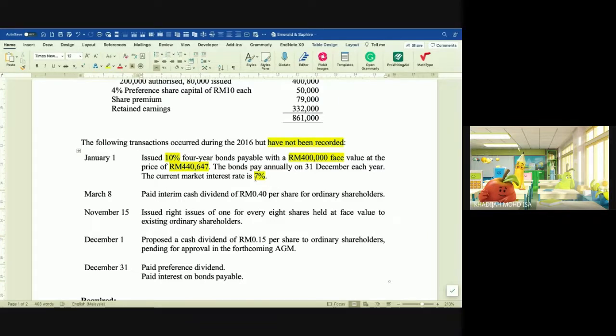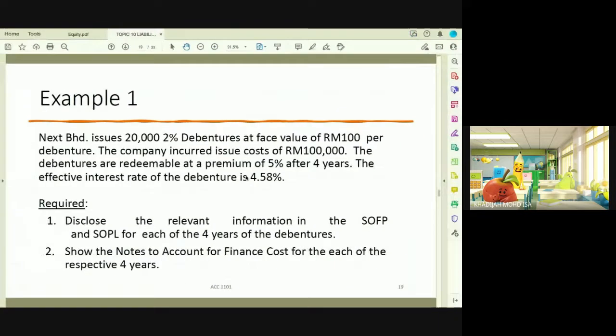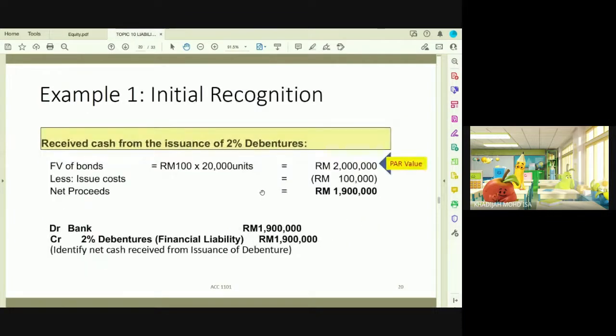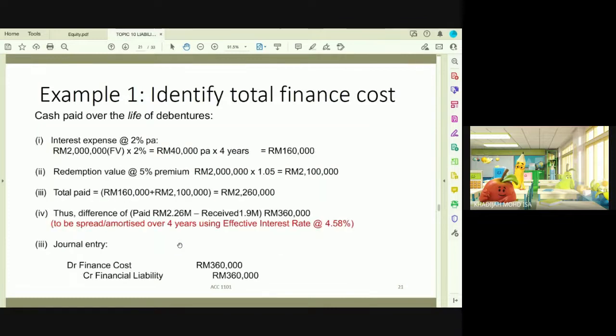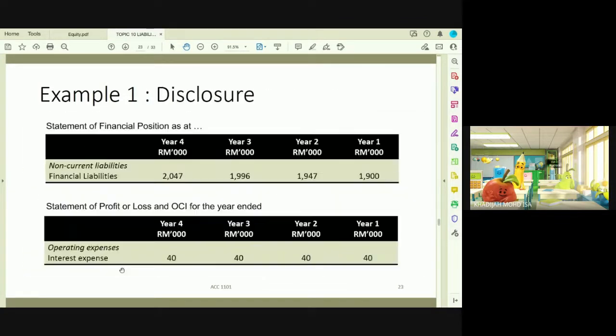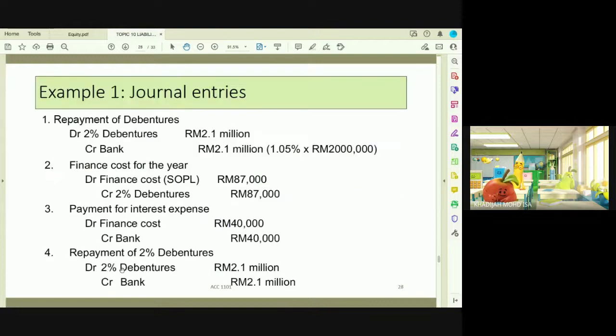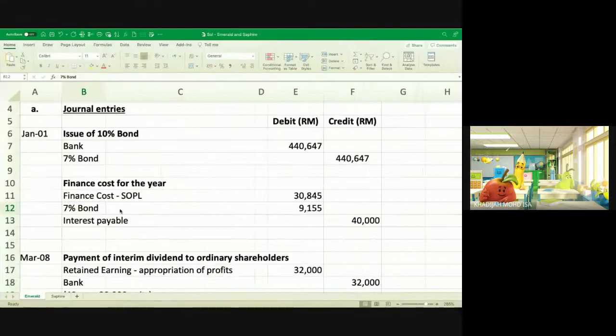The current market interest rate is 7%. So for example, in this case, the effective interest rate is 4.5. You don't say that you debit your 2% debentures here. So in this case, it should be 10%. So debit bank and then credit the 10% bond. Okay, then finance cost for the year.